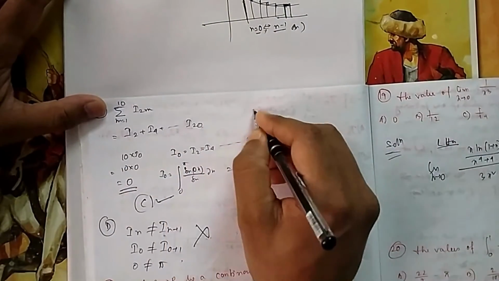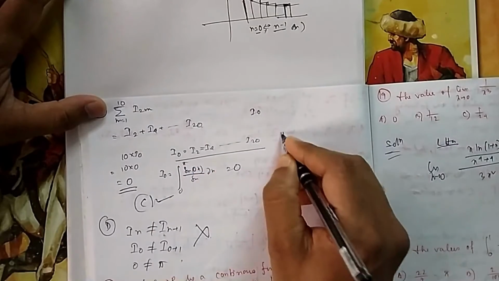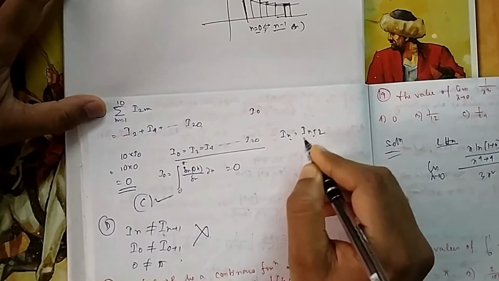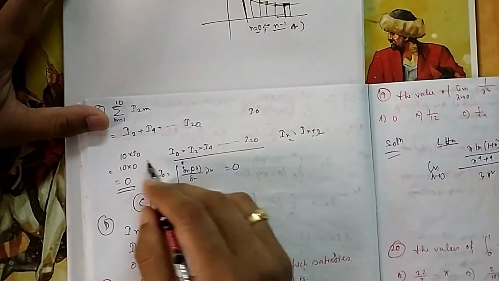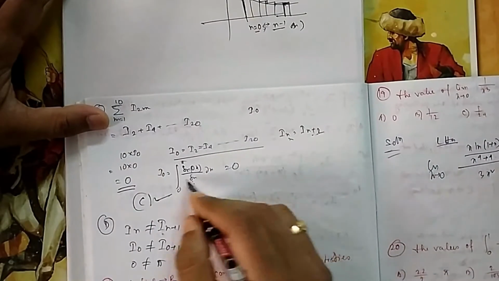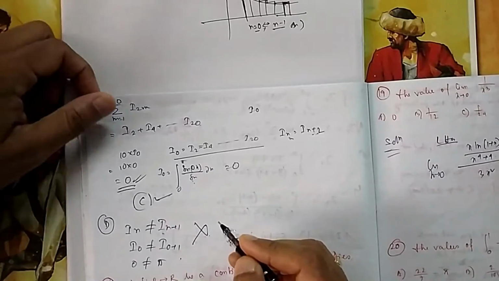Similarly, you come to option C. Then it is all even: 2, 4, 6. So all evens are equal to I0. So I0 is equal to I2, I4, using In equal to In plus 2. If you put 0, then I0 equal to I2. If you put 2, then I2 equal to I4. So what is I0? It is sin 0 by 0, that is 0 by 0, so it is 0. That's why C is also correct.